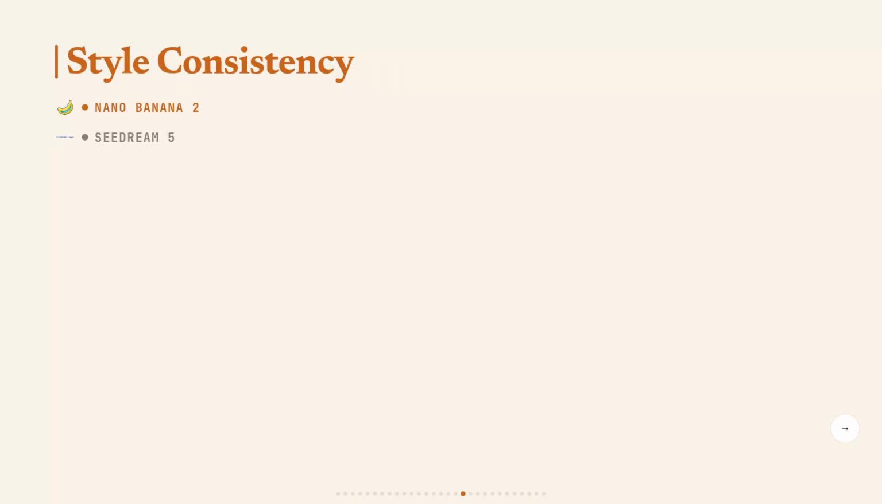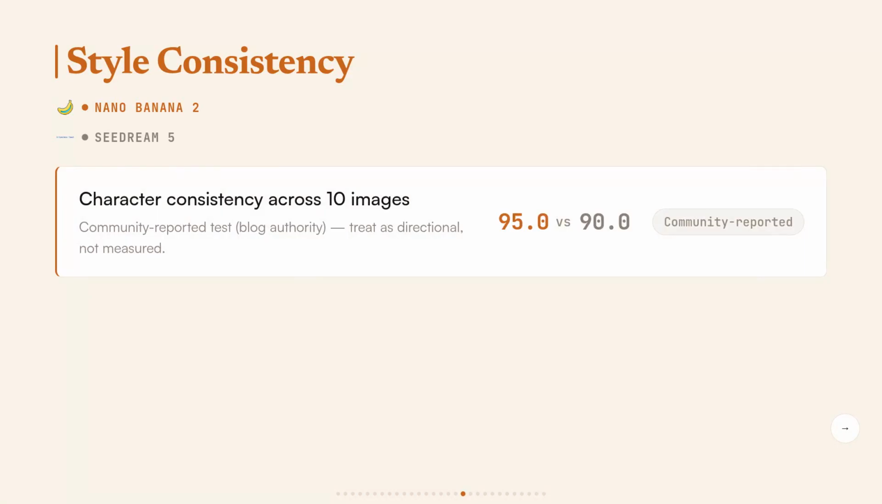Seedream 5 answers back with its own official model card advantage and multi-subject scene support, holding more characters and objects together correctly inside a single scene. This test splits down the middle. Nano Banana 2 wins the more common job of keeping one recurring subject consistent. Seedream 5 wins the narrower case of packing multiple subjects into one frame, and Flux 2 has no published consistency data here to compare against either claim.